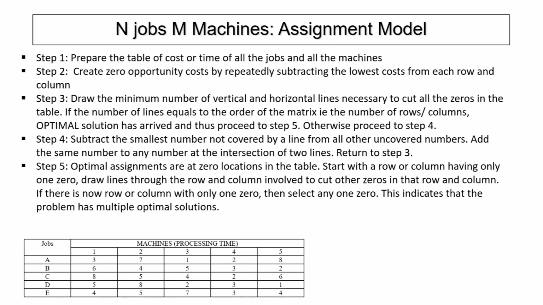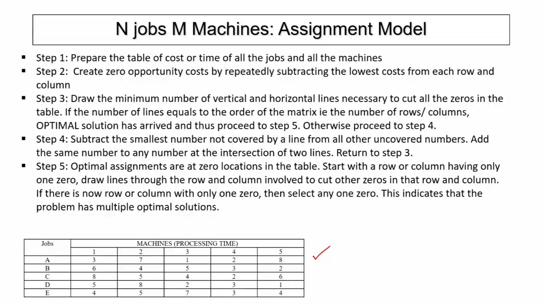So, step 1, prepare the table of cost or time for all the jobs and all the machines. This is what is available to us. So, we have prepared the table of cost or time of all the jobs. It can be effectiveness also. There can be a maximization function also in certain cases where the profit is there, and the function is a desirable function. It can be profit, it can be satisfaction, it can be effectiveness, or it can be an undesirable function or cost function or time function where the objective is to minimize it.